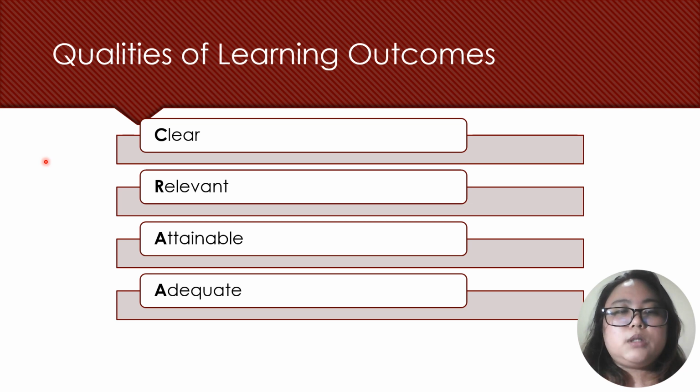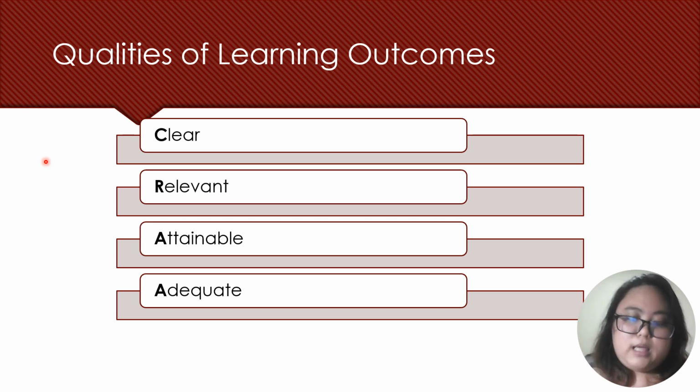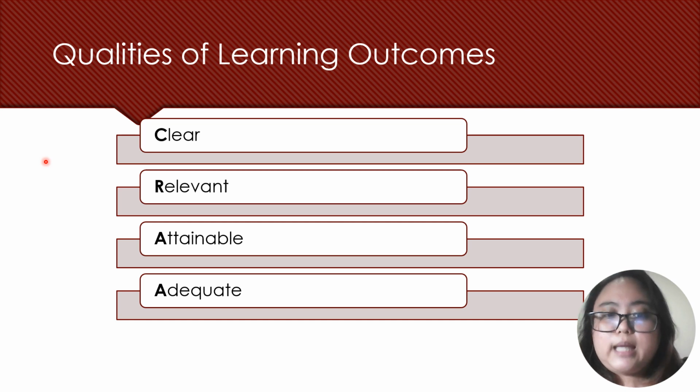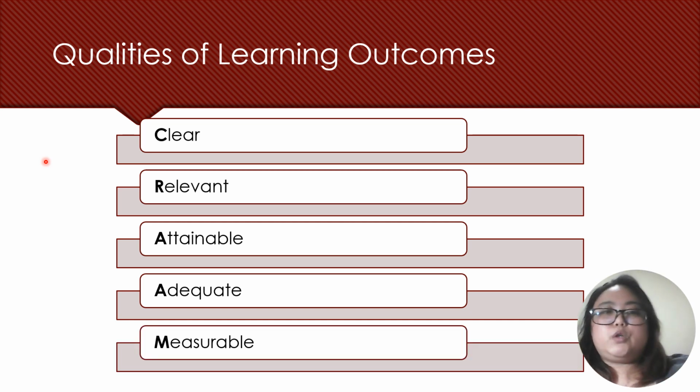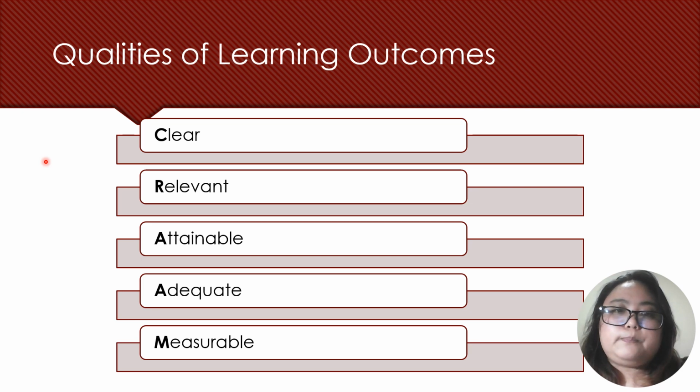Learning outcomes should also be adequate, which means that they encompass all the essential knowledge, skills, and attitudes that the desired learning necessitates. And learning outcomes should also be measurable. Measurable means the standards and criteria that will be used to determine whether the outcomes have been achieved or not are defined. So, CRAM, learning outcomes should be clear, relevant, attainable, adequate, and measurable.